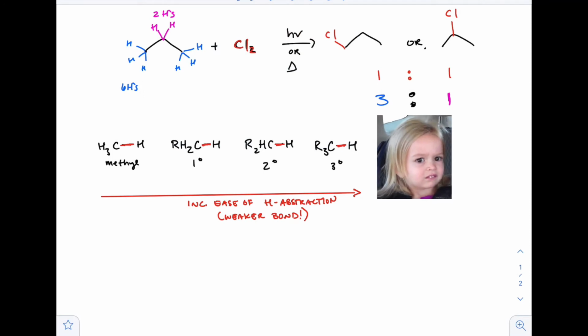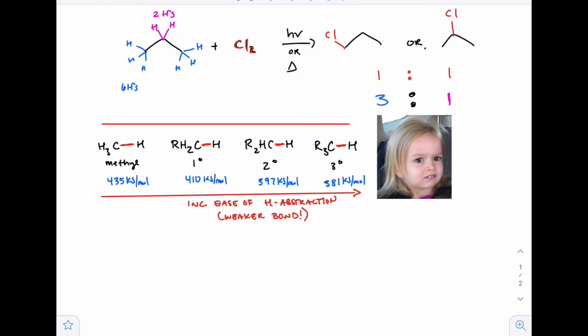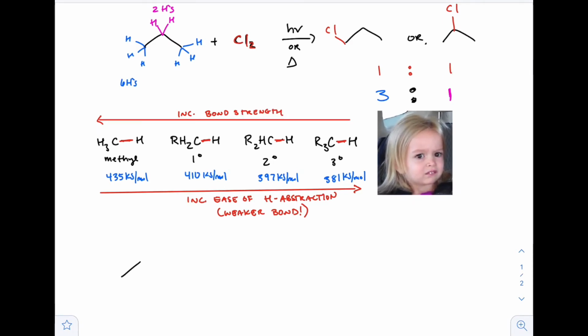We can also see that in our bond dissociation energies chart. 435, 410, 397, as well as 381 kilojoules per mole for that tertiary. So we can see that obvious trend. Those are values that have been obtained already. We didn't make those up. And then what we can conclude, therefore, is as we go from right to left, we have an increase in bond strength, right?